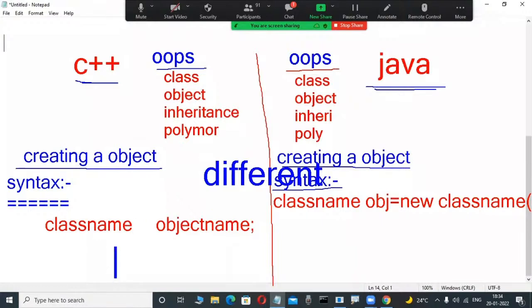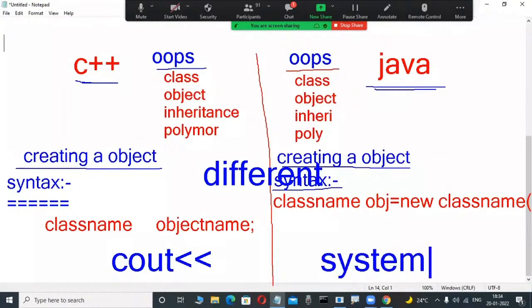Suppose in C++ I want to display output. cout is the streaming output function. And in Java, what is the function? System.out.println. Syntactically they are different. So the functions are also totally different in these two object-oriented languages.